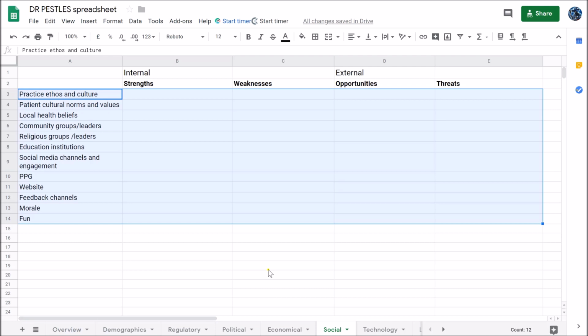Working with your PPG in terms of the practice population, a good functioning PPG can be a really valuable thing, and obviously your relationship with the PPG is going to be exceptional. But also, how do you get information? Feedback channels, all that kind of stuff.